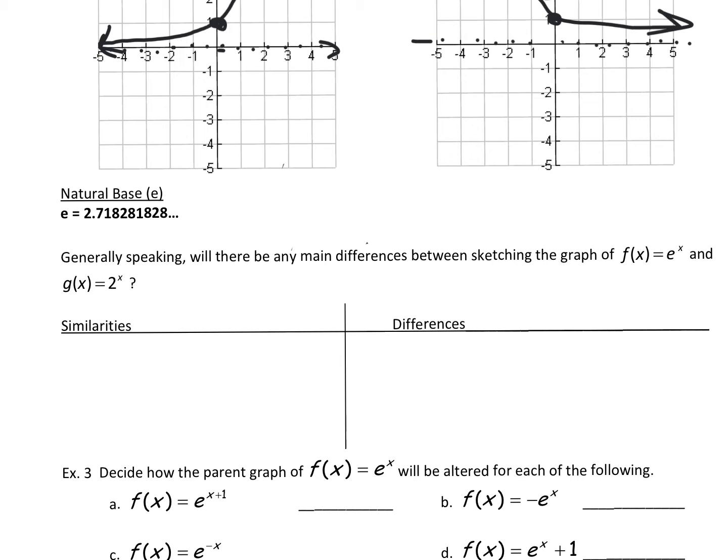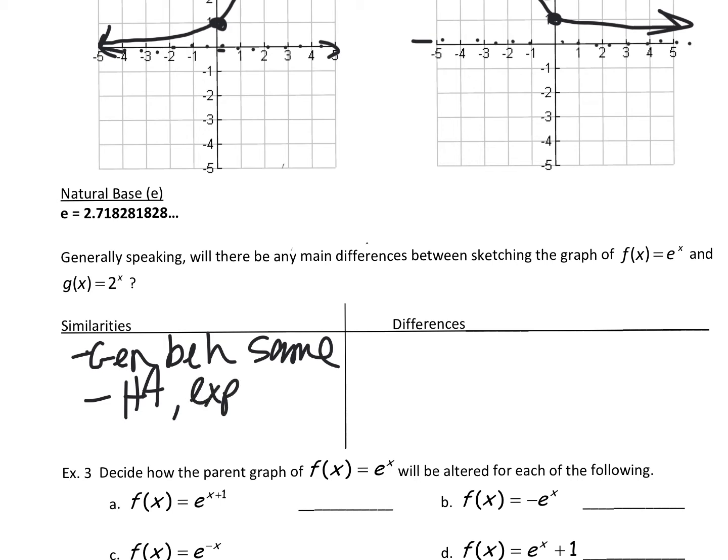So similarities are, I'm just going to say, the general behavior of the graph is the same. It's still going to have a horizontal asymptote, the same. So horizontal asymptote, exponential growth, and key point, all the same.